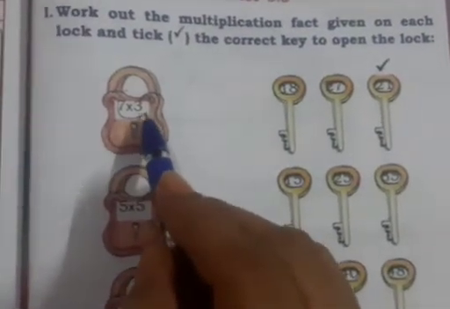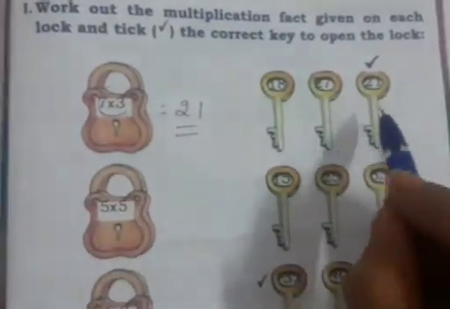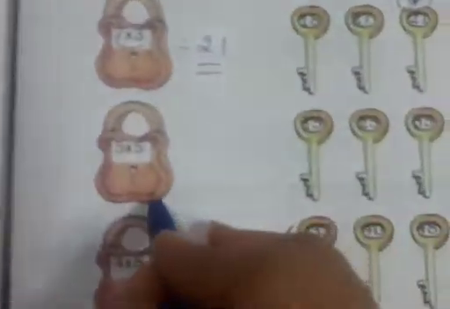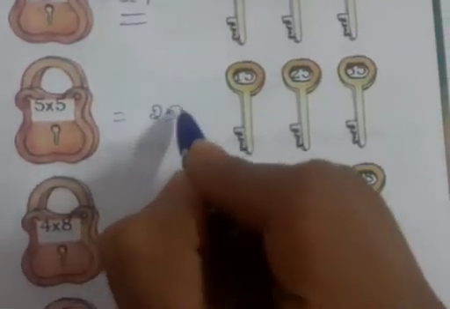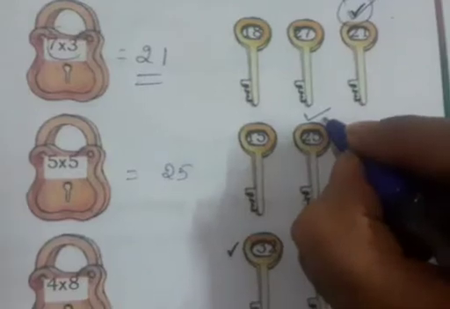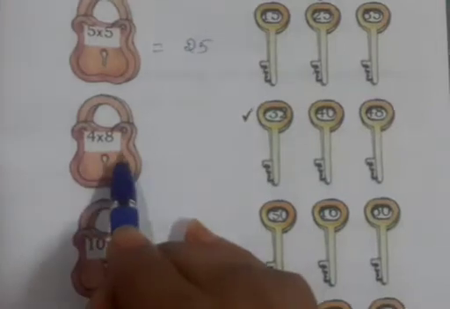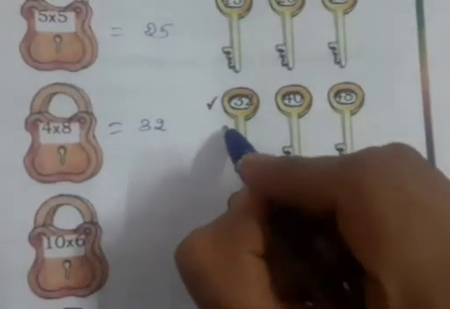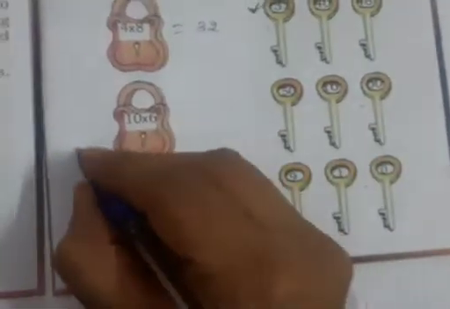7 into 3, what is the answer, students? 7 3s are 21. See, where is the key for it? Yes, it is here. So put a tick mark there. Second question, 5 into 5, 5 5s are 25. So where is the key? In the second place. So put a tick mark above the key. Third question, 4 8s are 32. Put a tick mark near the key. The next two problems are your homework, students.